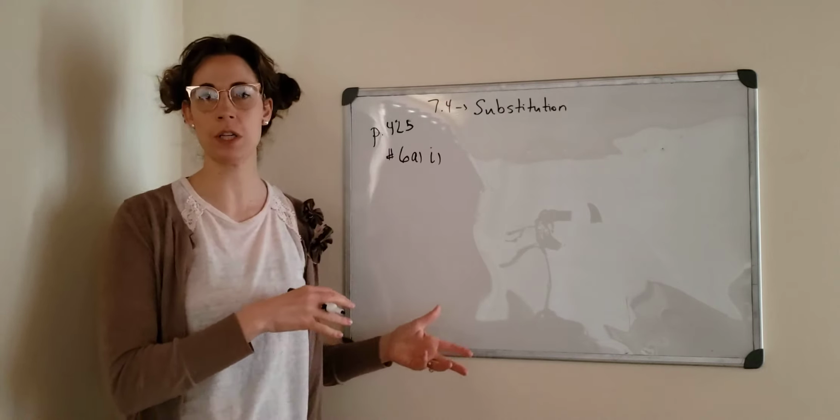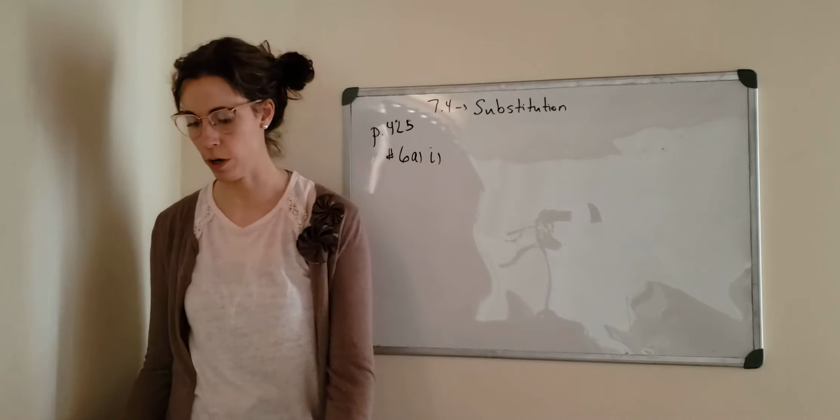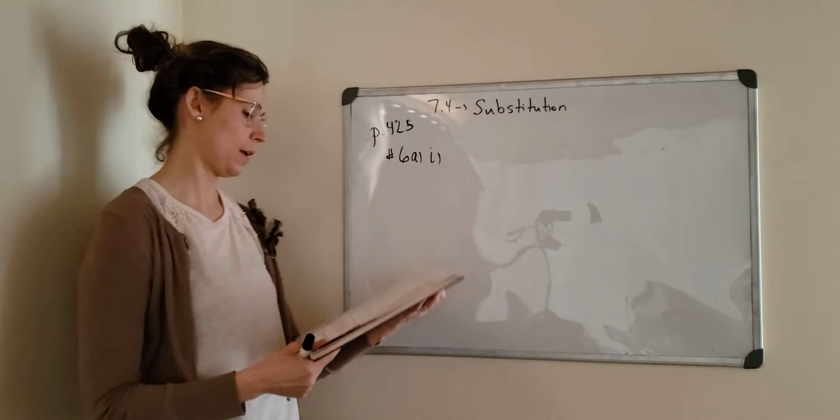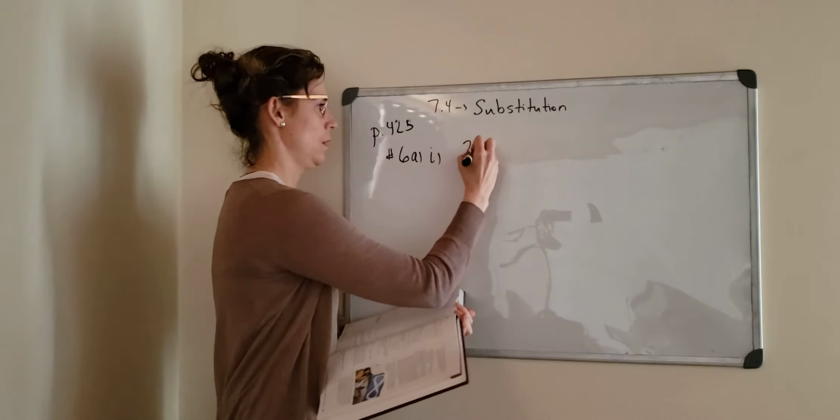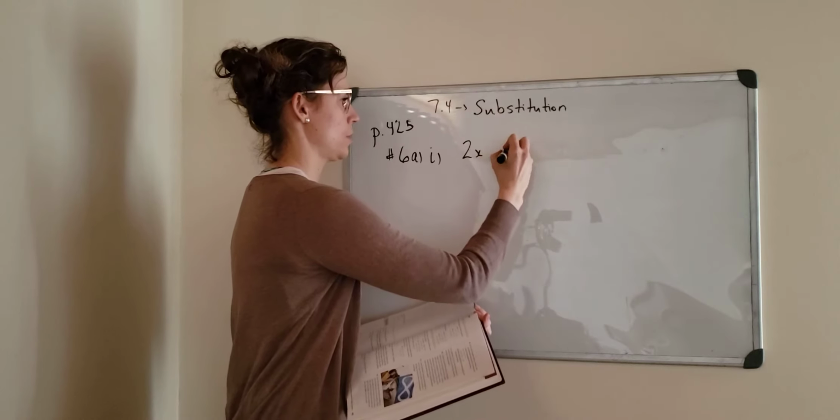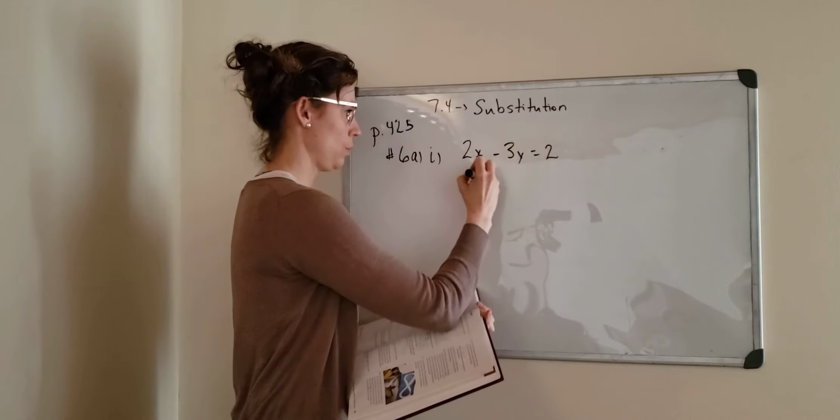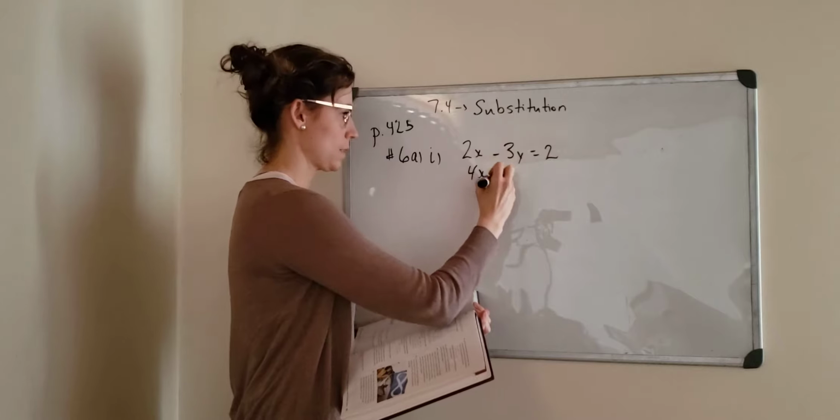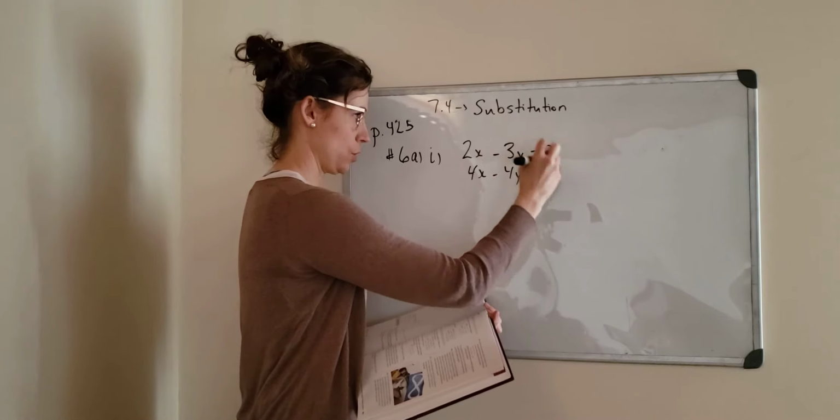So that's just like what we just did in the last question, so I just want to do another one for you guys. Okay, let's do that. So let's write it down. It says 2x minus 3y equals 2, 4x minus 4y equals 2.